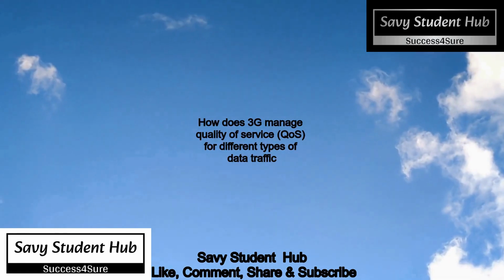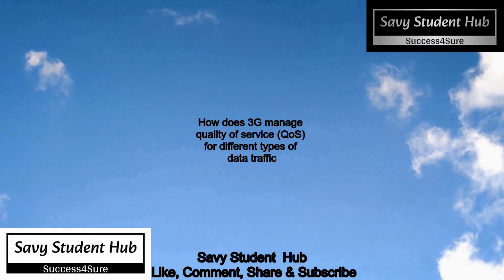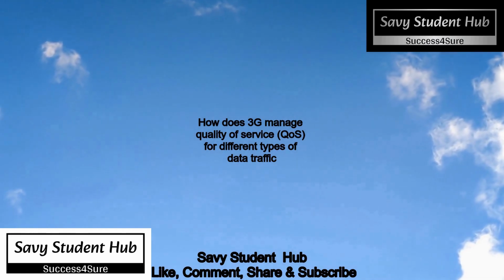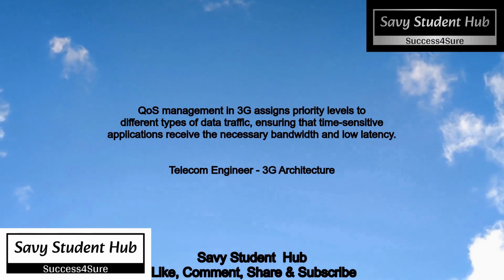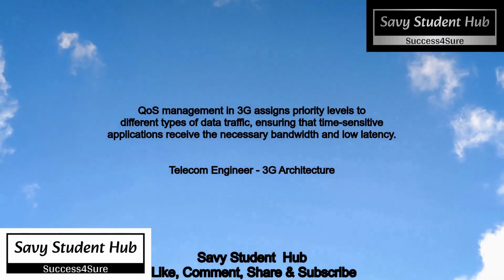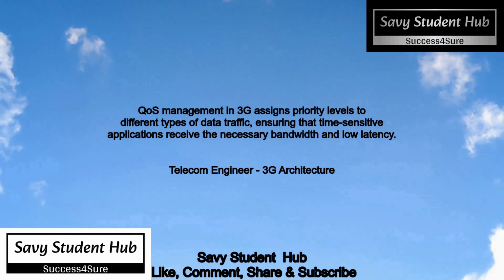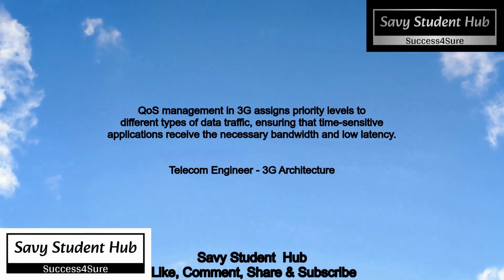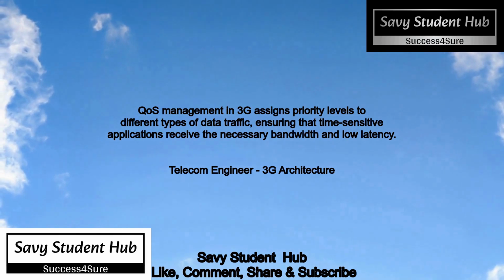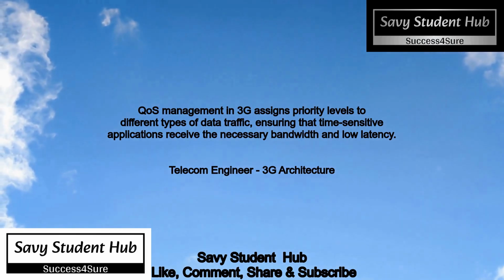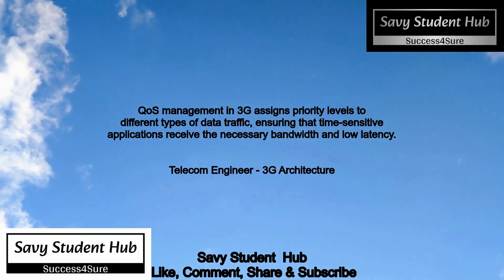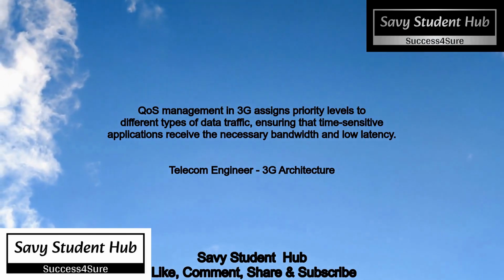How does 3G manage quality of service, QoS, for different types of data traffic? 3, 2, 1, 0. QoS management in 3G assigns priority levels to different types of data traffic, ensuring that time-sensitive applications receive the necessary bandwidth and low latency.